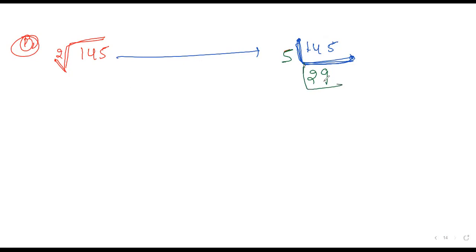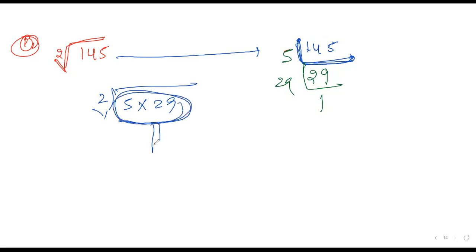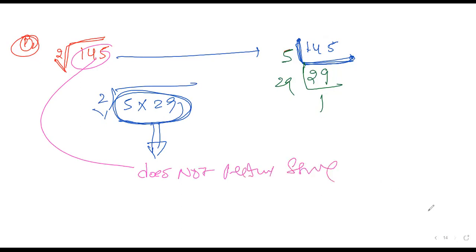Next, is any other number possible? 29. There is no possibility of another number. It's only 29. So what do we write down under the square root? 5 into 29. Is there any similar pair to take out? It is not possible. So we can say simply that 145 does not have a perfect square root.